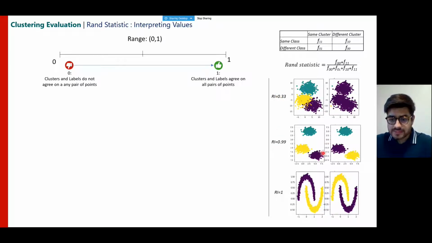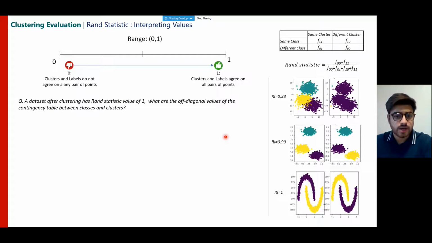Looking at the RI value of the next data set, we see that it's almost perfect, and I think it is only missing this data point which it has not correctly clustered. Moving to the next data set, we have a perfect RI value of 1, and it exists when all the class labels match exactly with the cluster labels. Now it's important to see that the color here is slightly different, but that is because classes and clusters use the same labels, 0 and 1, and it's not necessary that the label has to be the same. It's just that they need to belong to the same cluster and same class.